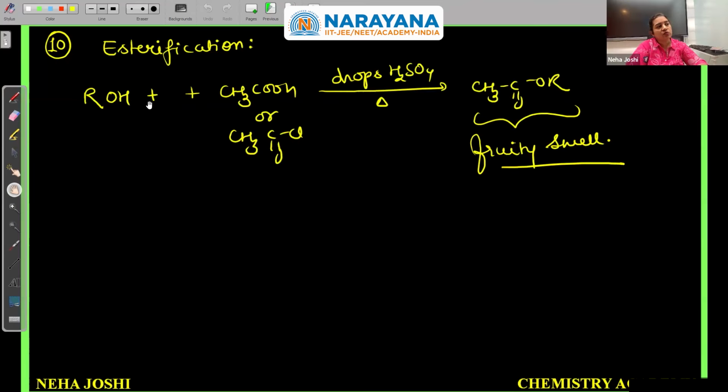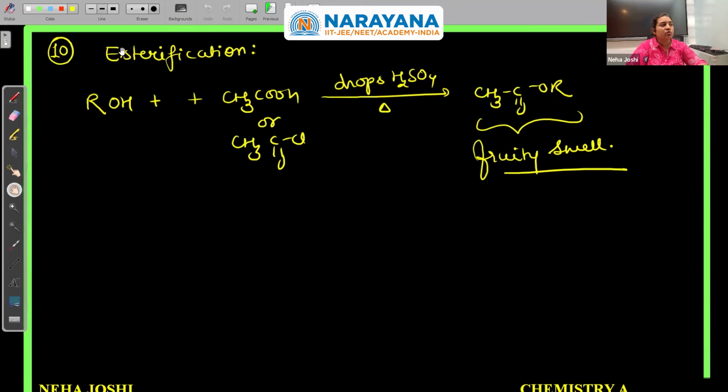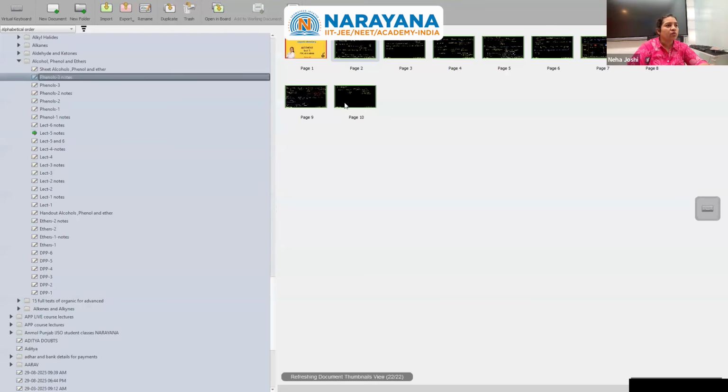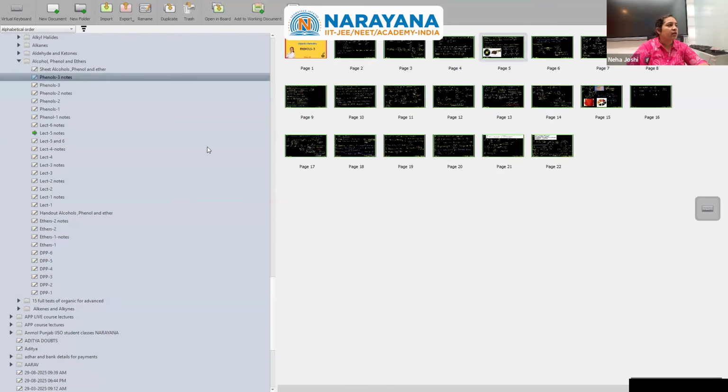Simple esterification if you want to see: alcohol plus carboxylic acid or acid chloride forming ester. Esters have a fruity smell, so this could be used as a test for alcohol or for carboxylic acids. Okay, that was POC of alcohol. Now, if I go to POC of phenol, which is extremely important.